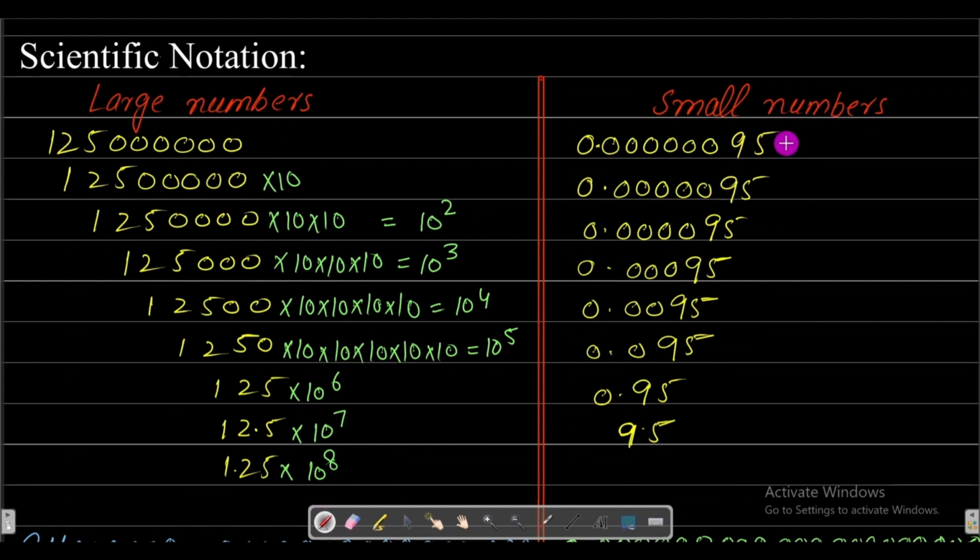Now, what is the method? What is the scientific method in order to convert this small number into power of 10? For that, we will multiply.